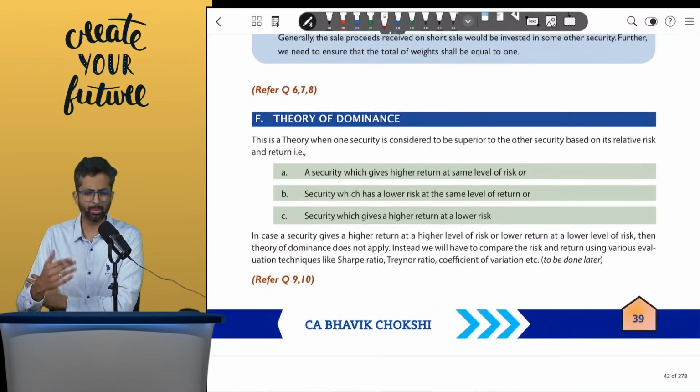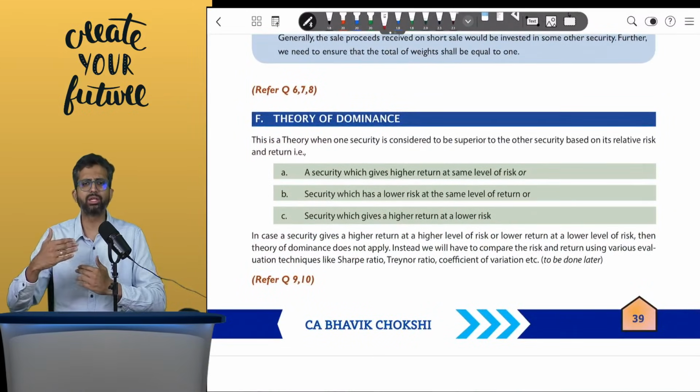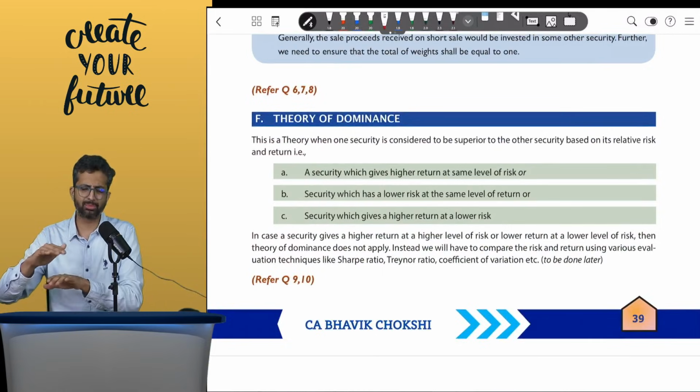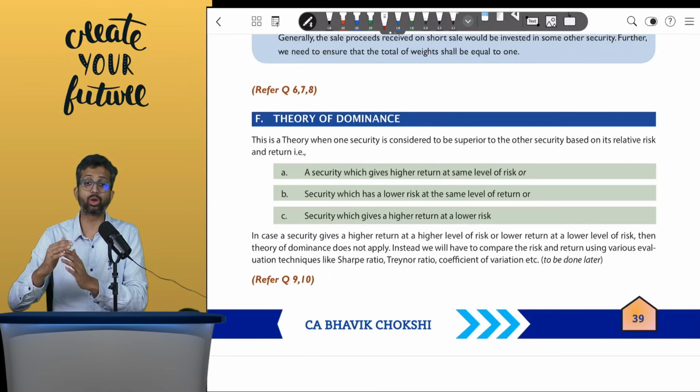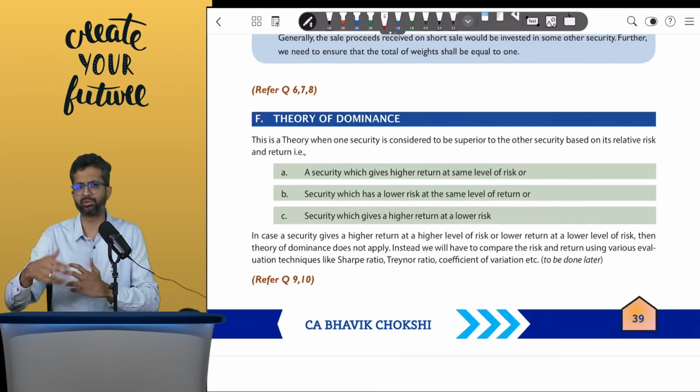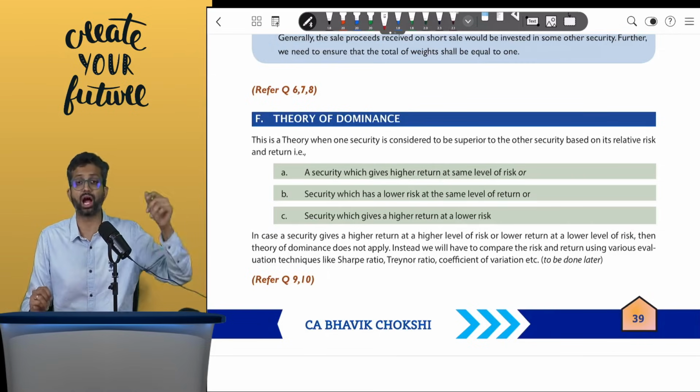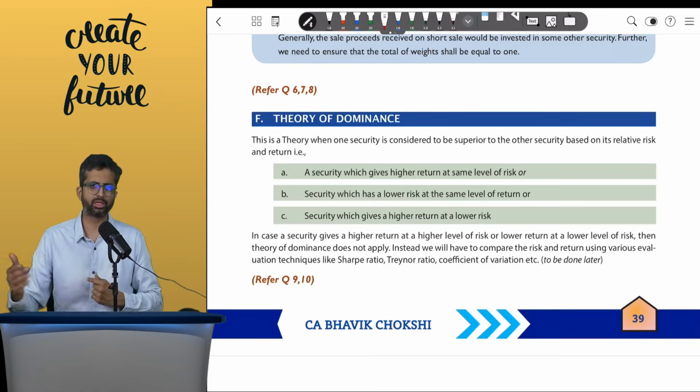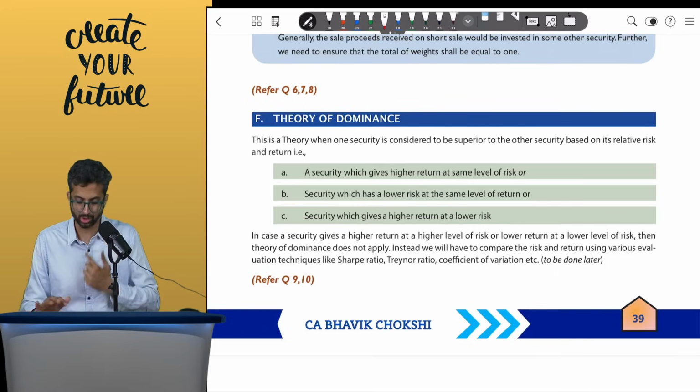Next is the theory of dominance, where if there is a security which has a higher return at the same level of risk, that will dominate, or a security which has a lower risk at the same level of return, it will dominate, or a security which has a higher return at a lower risk will dominate the other security. So that is common sense, honestly.